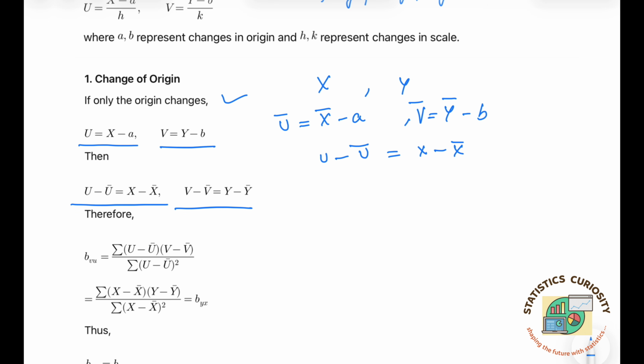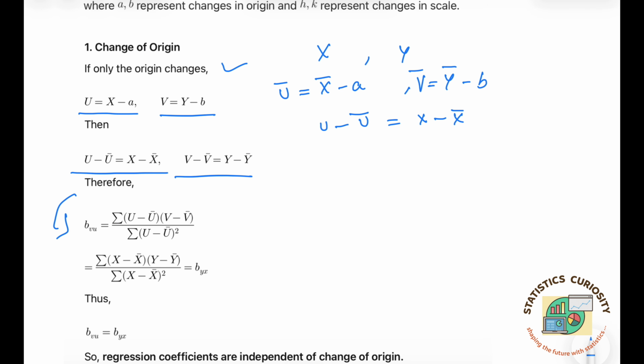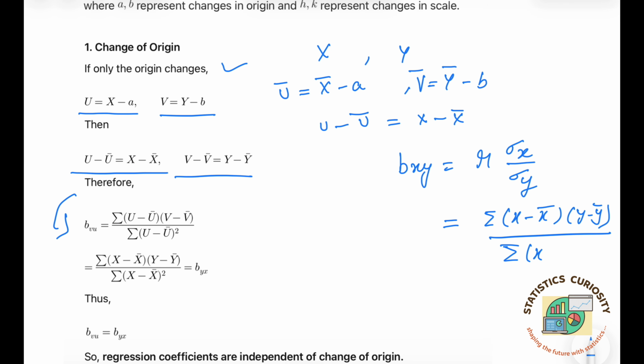Therefore, if you write bvu, you must know that bxy is r sigma x over sigma y, and it is equal to summation of (x minus x bar)(y minus y bar) divided by summation of (x minus x bar) square. You can get this formula by substituting the formulas of the correlation coefficient and standard deviation. So for bvu the formula will become summation of (u minus u bar)(v minus v bar) divided by summation of (u minus u bar) square.